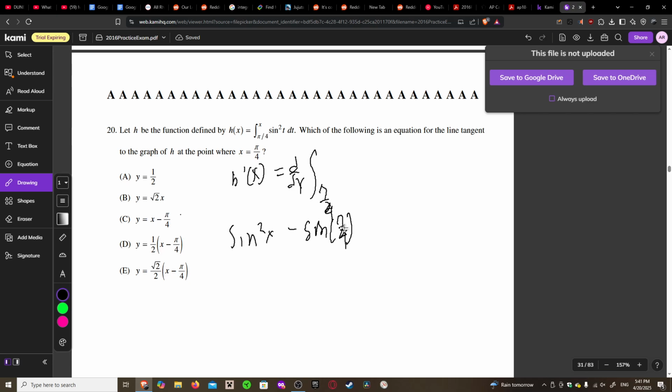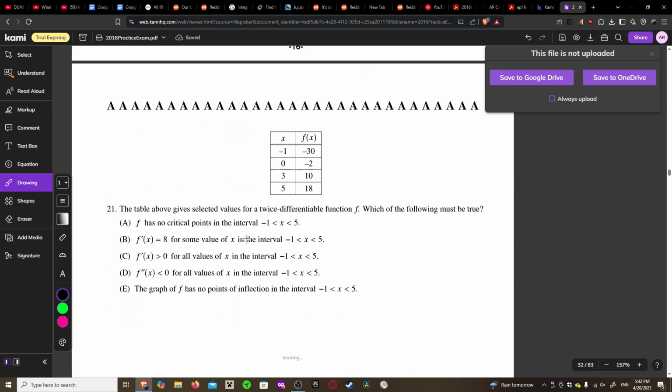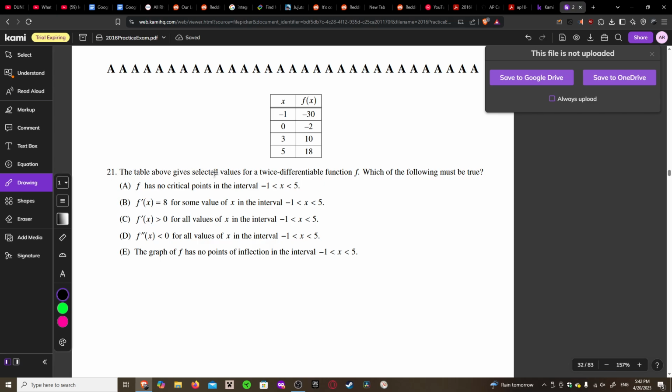How do we do this Taylor series? Excuse me. I'm just gonna do this. The table.